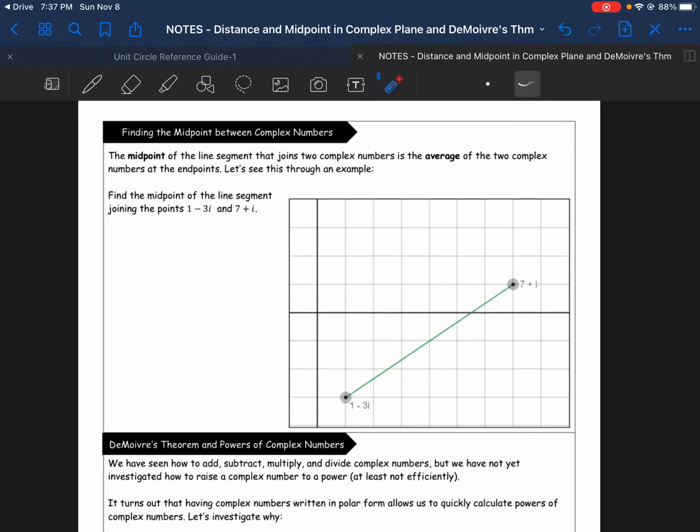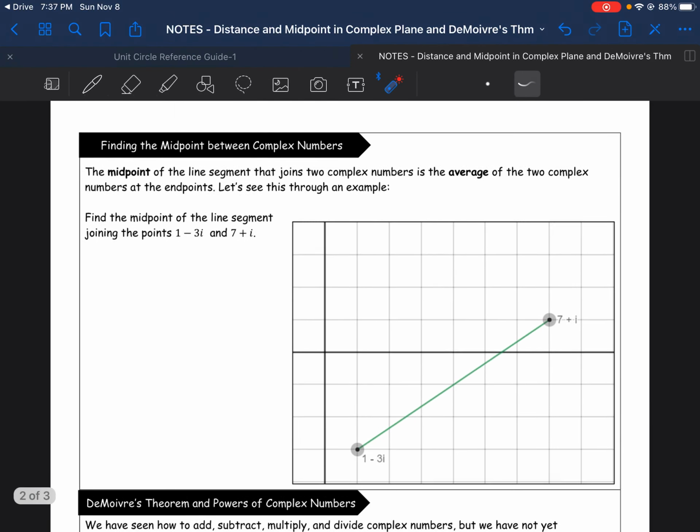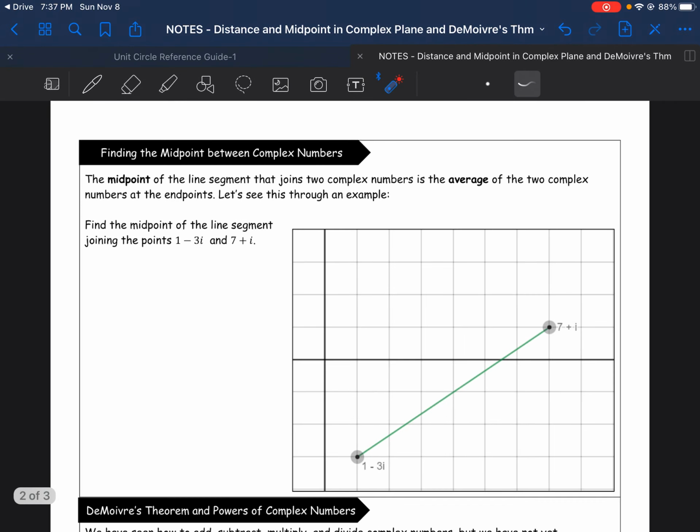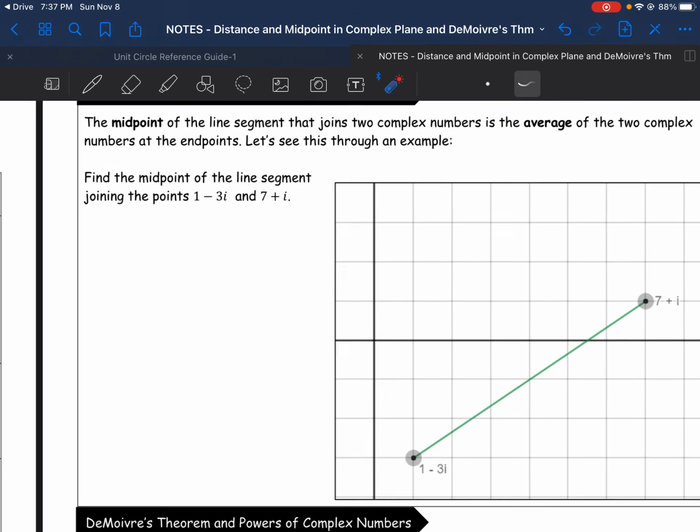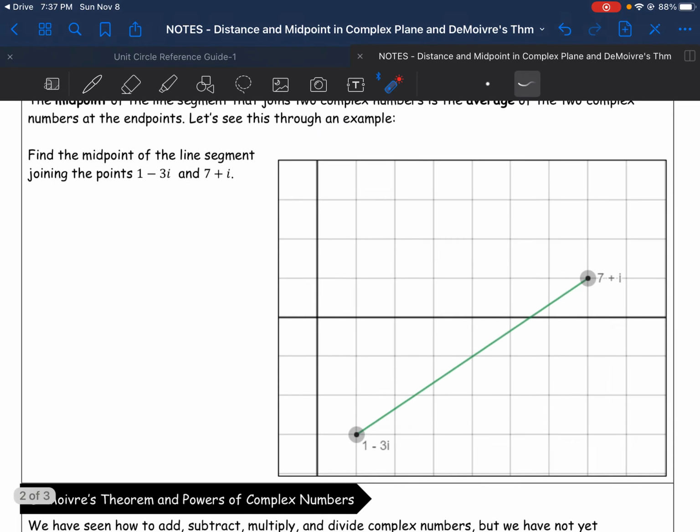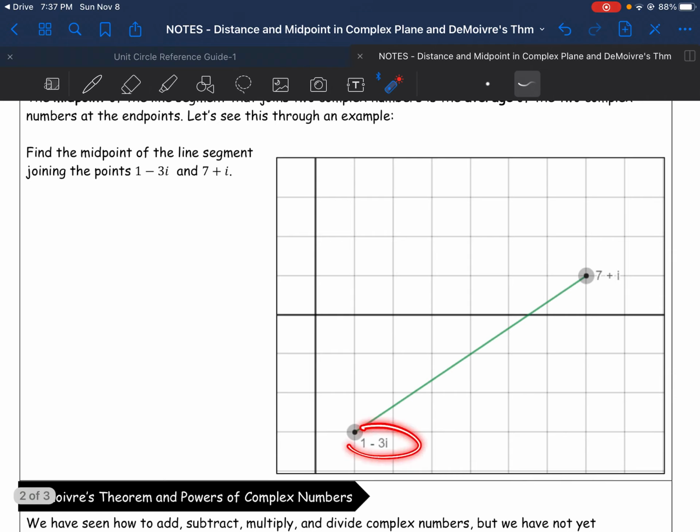Now let's talk about finding the midpoint between two complex numbers in the complex plane. It turns out that the midpoint of the line segment that joins two complex numbers is simply the average of the two complex numbers at the endpoints. So let's see this through an example. We want to find the midpoint of the line segment joining the points 1 minus 3i and 7 plus i.